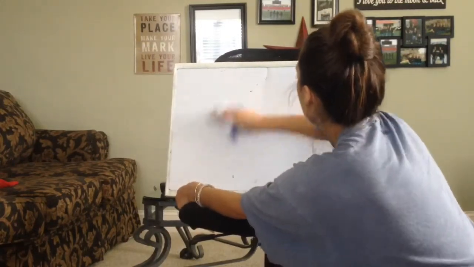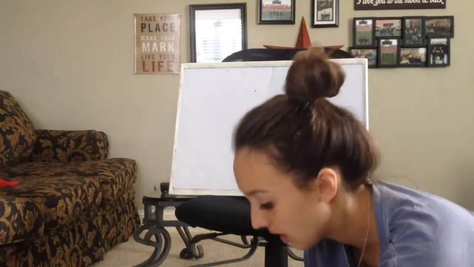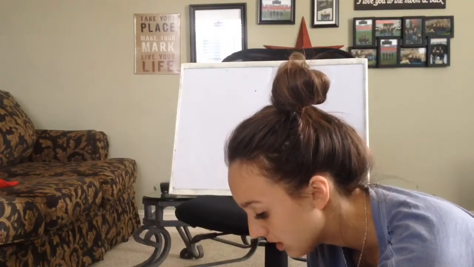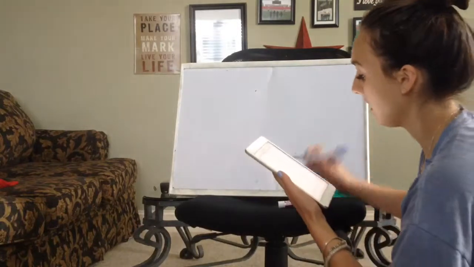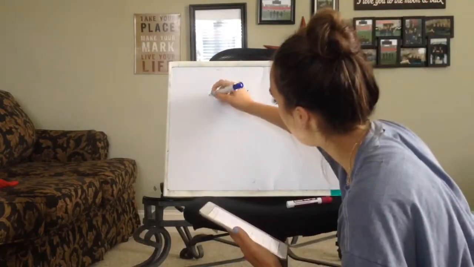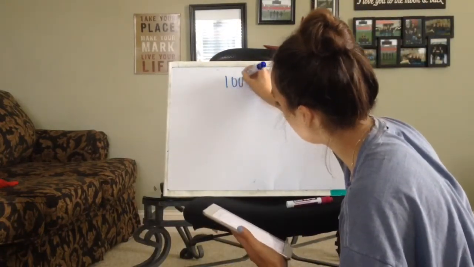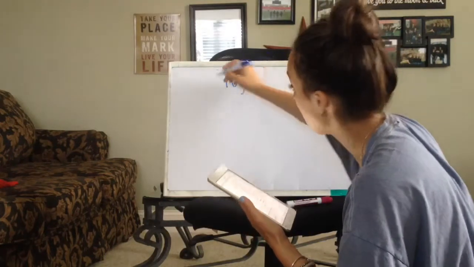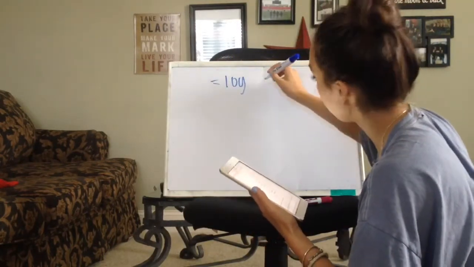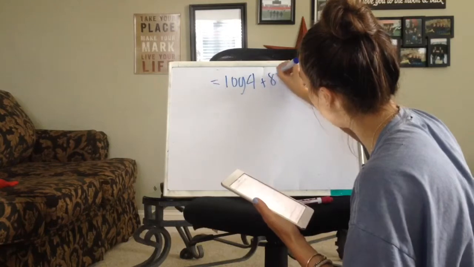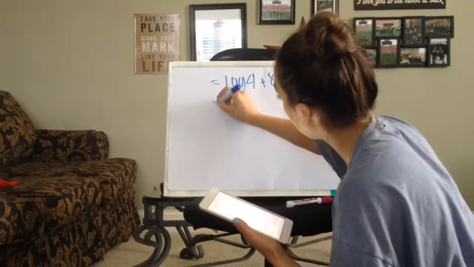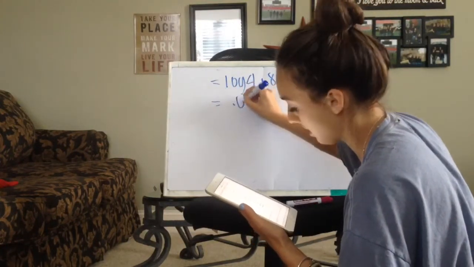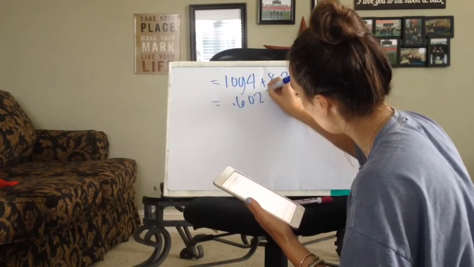I'm going to erase all this and go to my next part because I don't have enough room. Once you get your log equals 4 plus 8.3, you'll type that in on your calculator. So log of 4 plus 8.3, you'll get 0.6021.